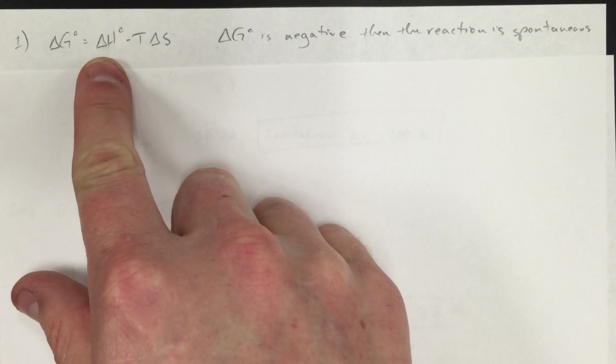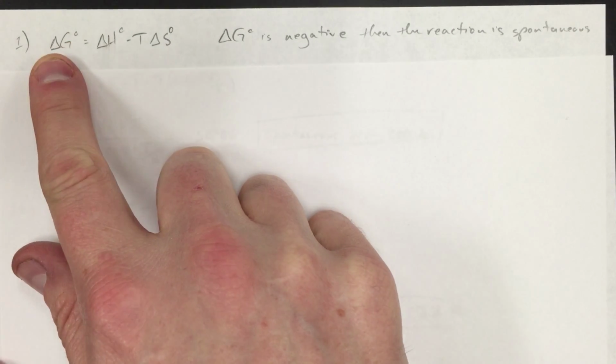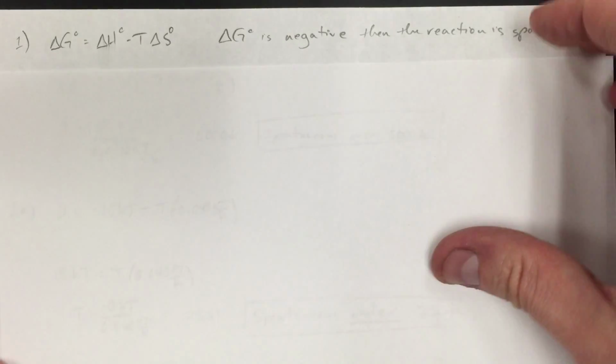Alright, so we know that we're going to use the delta G equals delta H minus T delta S equation, because that will tell us whether or not the reaction is spontaneous. If delta G is negative, then the reaction is spontaneous, like you see.